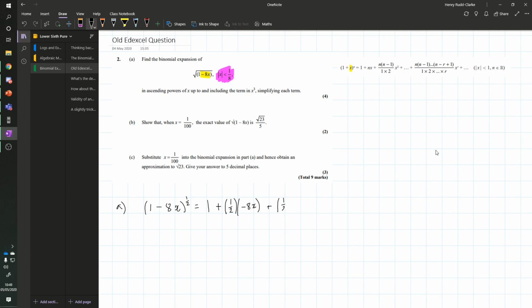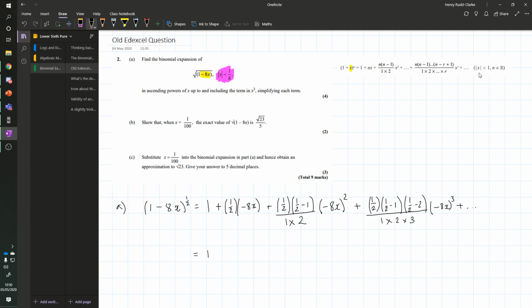So like this one would become a half minus 1 over 1 times 2, and then minus 8x squared. And then the next term, a half minus 1, half minus 2, over 1 times 2 times 3, minus 8x cubed. And then we have to put plus dot dot dot, because we want to finish at x cubed, but it does keep going on forever and ever after that. It's an infinite series.